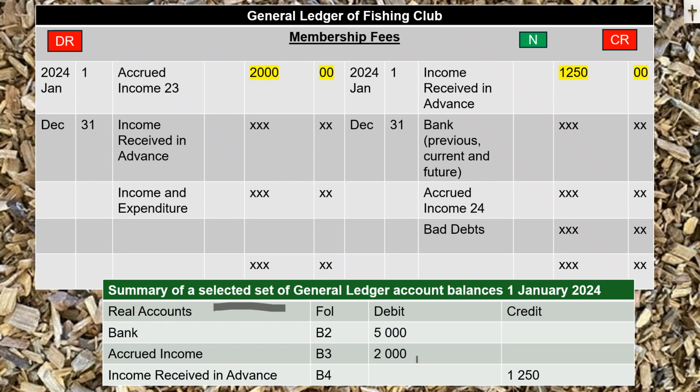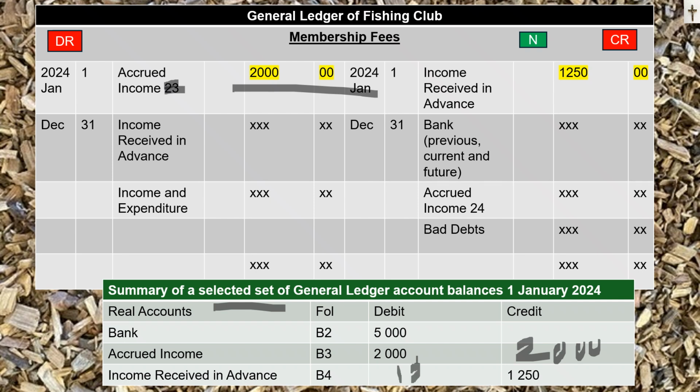But to get rid of that balance there, we go and credit accrued income with 2,000 and we debit membership fees with 2,000, and that is the outstanding membership fees from the previous year. Then we need to reverse the adjustment from last year. Income received in advance in 23 was actually meant to be in 2024.